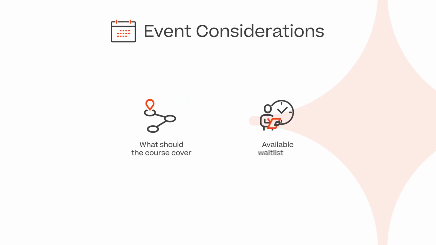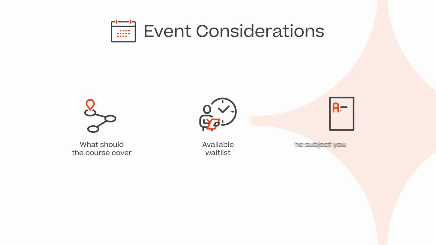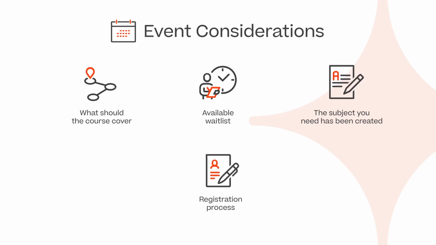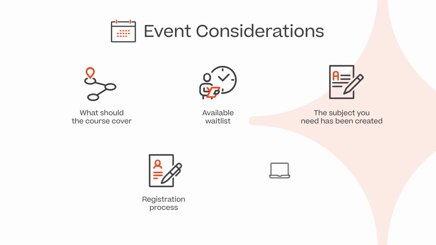Decide whether you'll offer a waitlist option or not. Events can't be created without a subject, so make sure the subject you need has been created. You should also think about how the registration process will work and whether there are any prerequisites, pre-work, or post-work for students. Think about if the training will be conducted virtually or in a physical classroom.